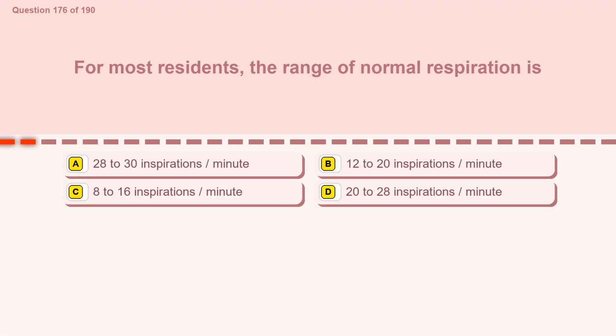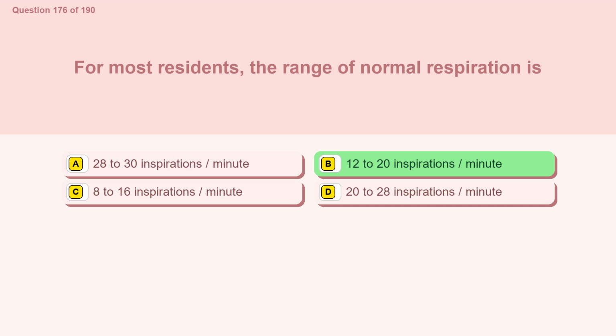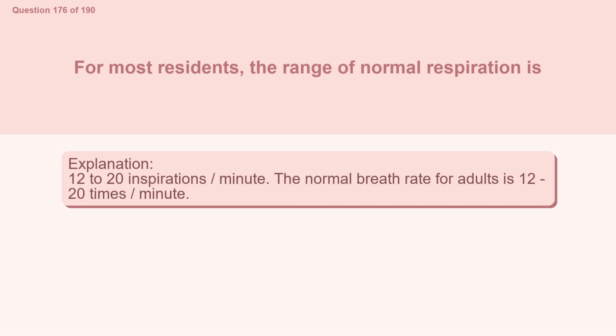Question 176. For most residents, the range of normal respiration is: option A, 28 to 30 inspirations/minute; option B, 12 to 20 inspirations/minute; option C, 8 to 16 inspirations/minute; option D, 20 to 28 inspirations/minute. The correct answer is option B, 12 to 20 inspirations/minute. The normal breath rate for adults is 12 to 20 times/minute.